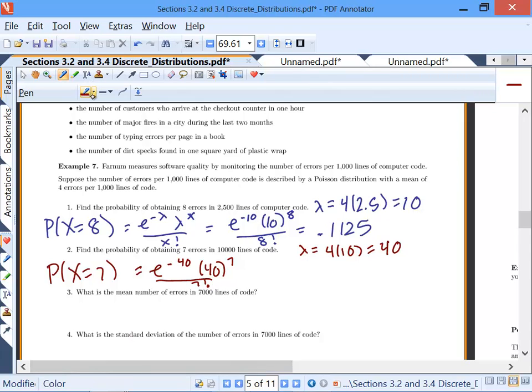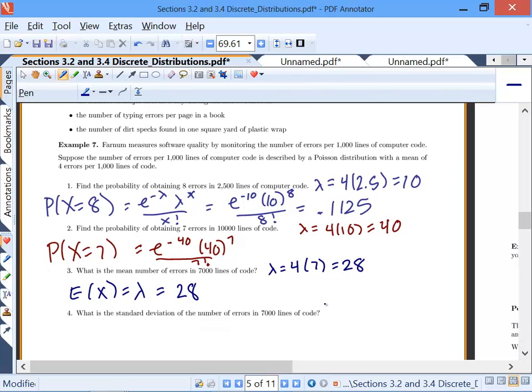So what is the mean number of errors in 7,000 lines of code? We know the expected number is 4 for 1,000 lines. So for 7,000 lines I need to multiply by 7, so it would be 28. The formula for the expected value, or mean, is just equal to lambda, so 28. On average there should be about 28 errors in 7,000 lines of code.